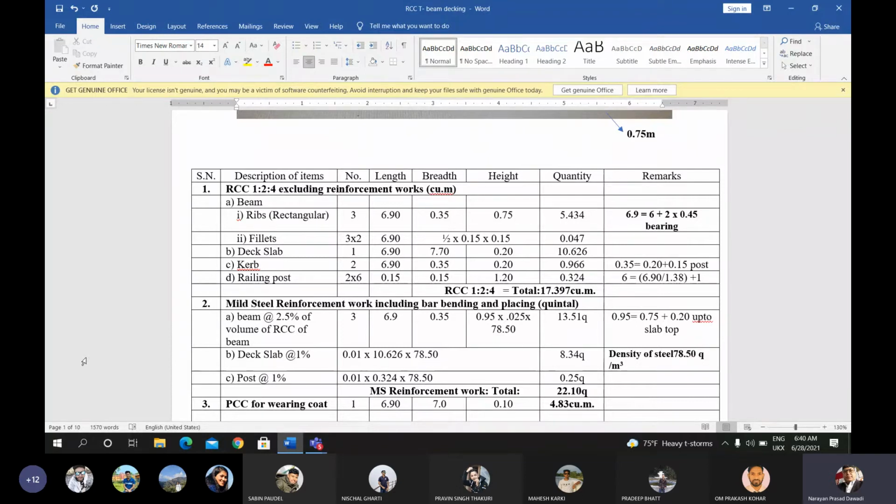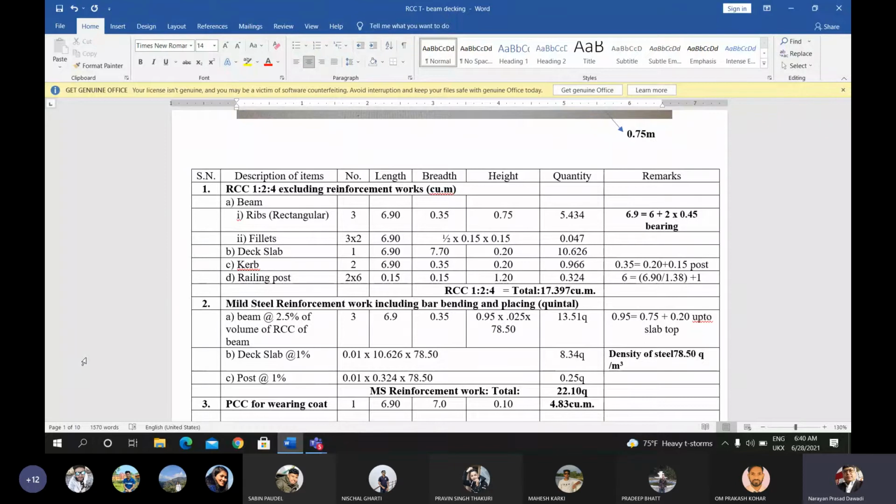Okay. If you want to provide the curb, the curb portion is also missing here. For the curb portion, the reinforcement is not provided in the question, so we are only considering the rectangular beam, slab, and the railing post.